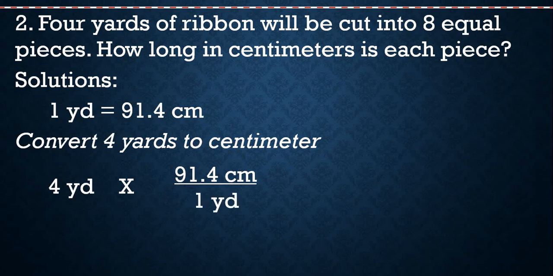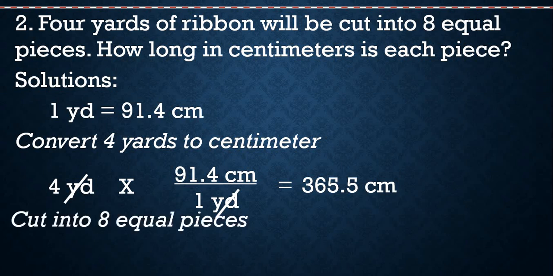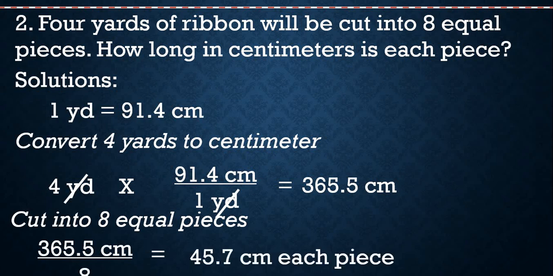So, bakit ang denominator natin ay 1 yard? Because yun yung ating kakansilin, yung unit na yard. Okay, so ang matitira natin ay centimeter. So, we have 4 times 91.4 divided by 1 is 365.6 centimeter. Now, ang sabi dito, we will cut it to 8 equal pieces. So, 365.6 centimeter divided by 8 is 45.7 centimeter each piece.